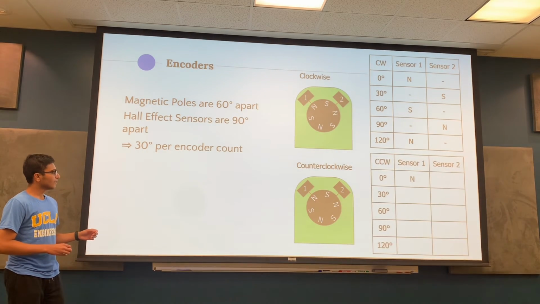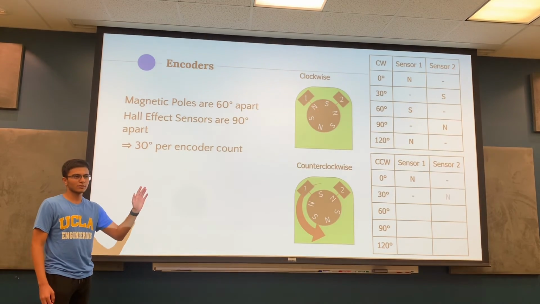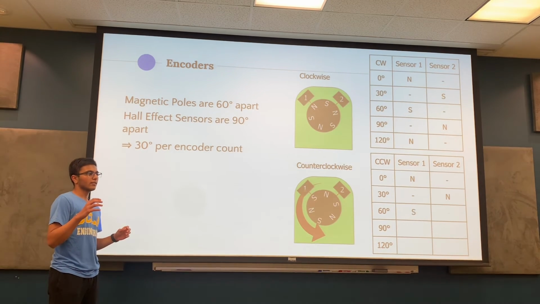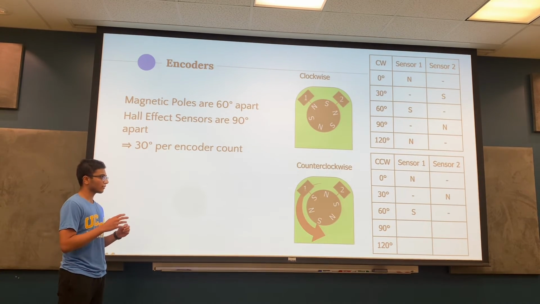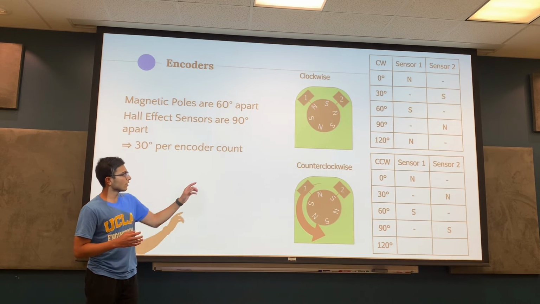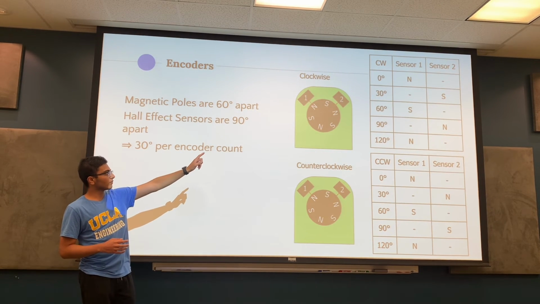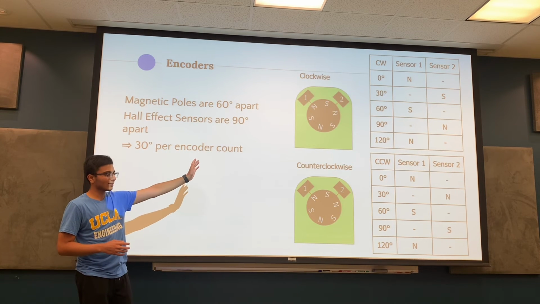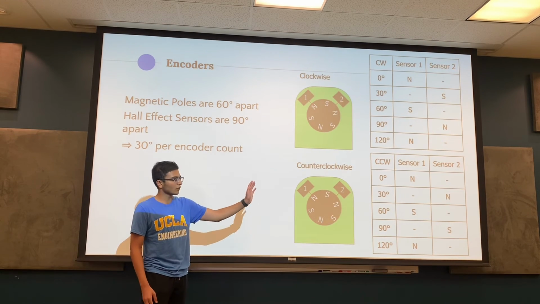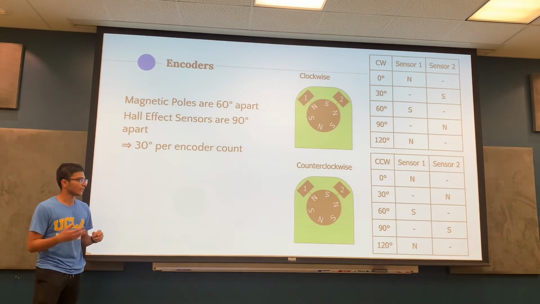If, however, the motor is spinning in the opposite direction, the sensors will detect a different order of north and south poles. This difference in the order in which it's detected is called the phase difference, and based off of that, you can tell which way the motor is actually spinning. As you can see, in the clockwise rotation, sensor 1 detects a north followed by sensor 2 detecting a south, whereas in the counterclockwise rotation, it's a north followed by a north. That difference is what allows your encoders to tell which way the motor is spinning.